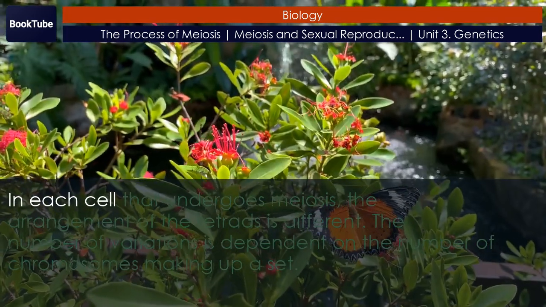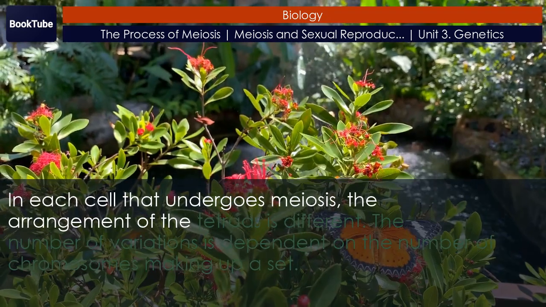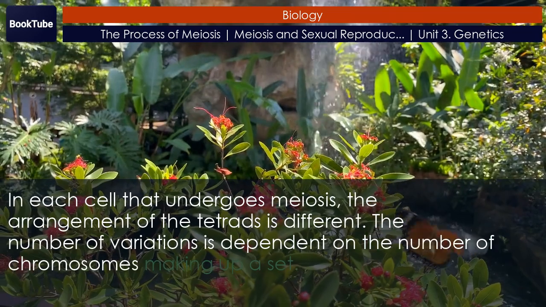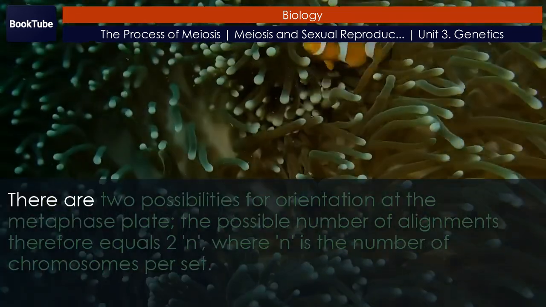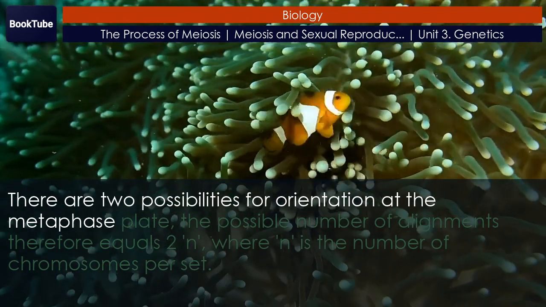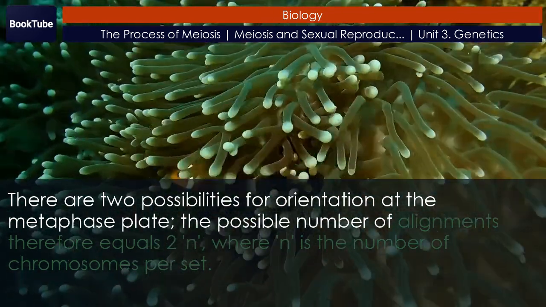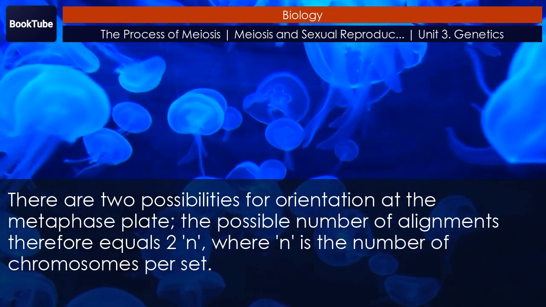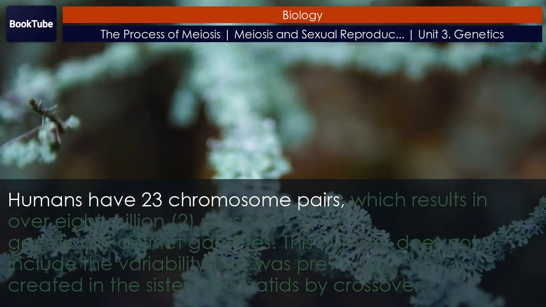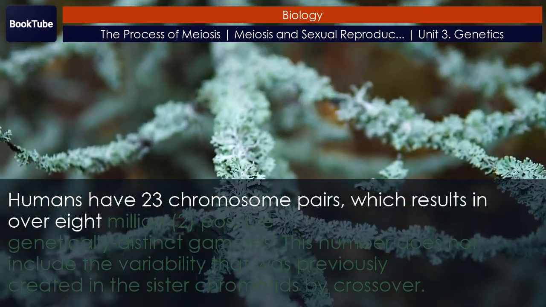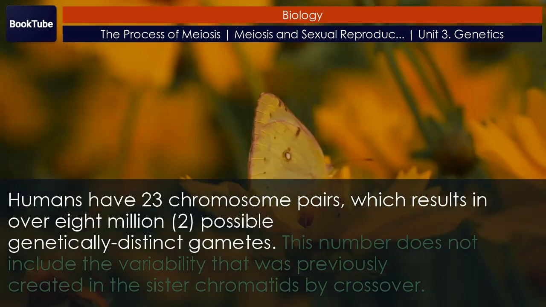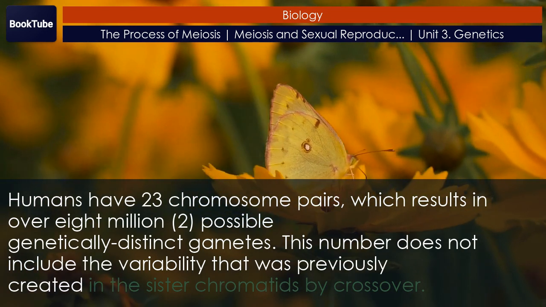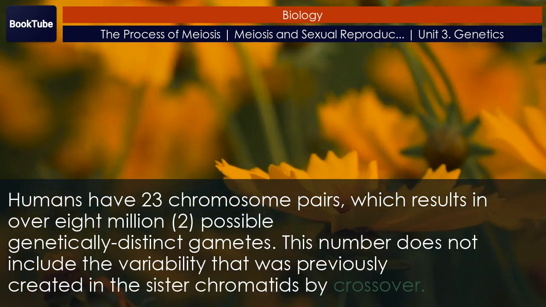In each cell that undergoes meiosis, the arrangement of the tetrads is different. The number of variations is dependent on the number of chromosomes making up a set. There are two possibilities for orientation at the metaphase plate. The possible number of alignments therefore equals 2^n, where n is the number of chromosomes per set. Humans have 23 chromosome pairs, which results in over 8 million possible genetically distinct gametes. This number does not include the variability that was previously created in the sister chromatids by crossover.